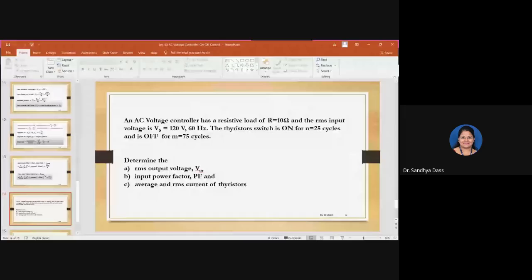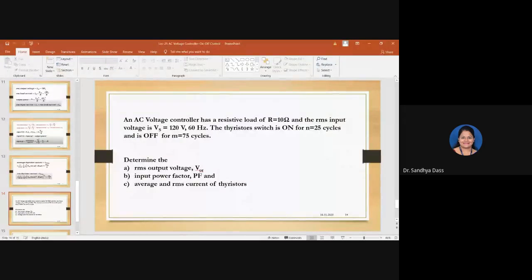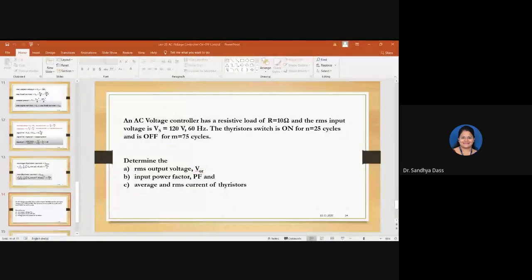The last part is the RMS and average current of thyristors. Who will give me the answer? Let me call someone.